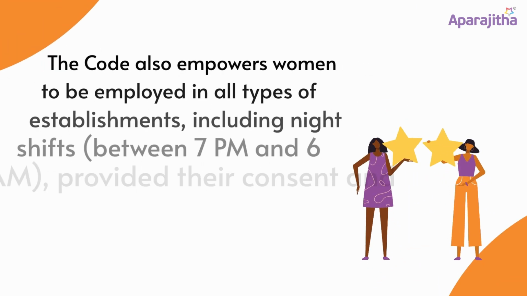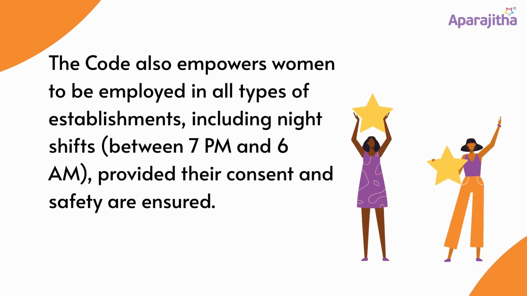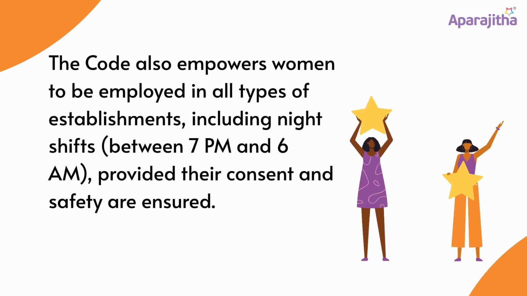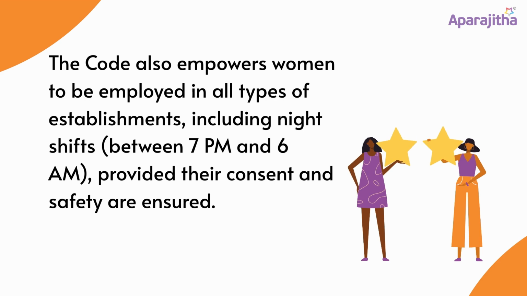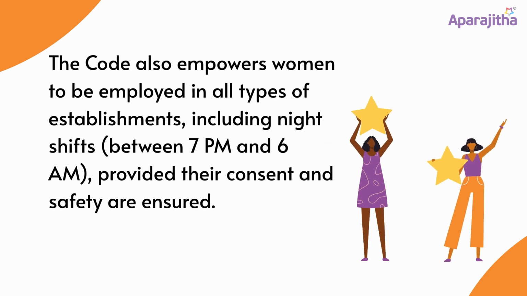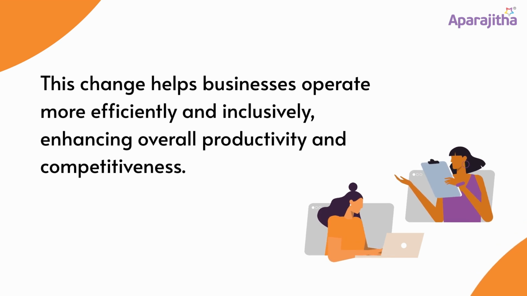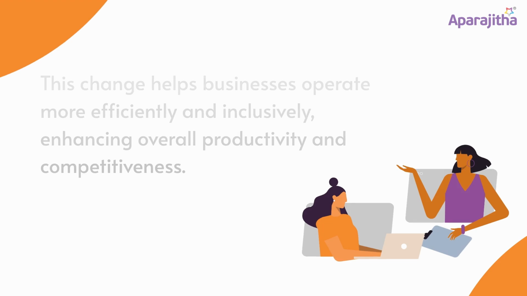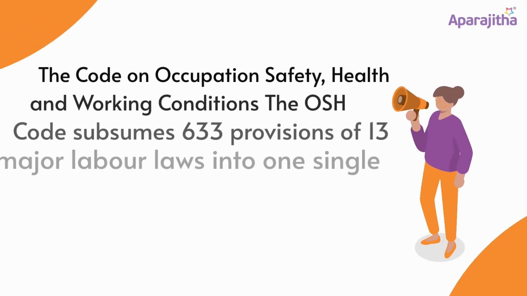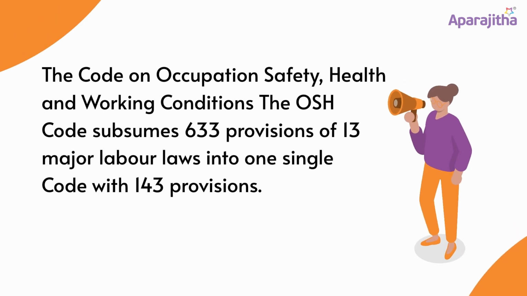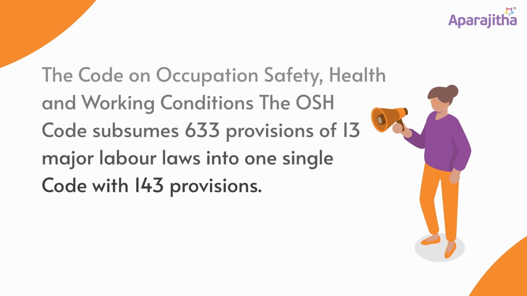The Code also empowers women to be employed in all types of establishments, including night shifts between 7 p.m. and 6 a.m., provided their consent and safety are ensured. This change helps businesses operate more efficiently and inclusively, enhancing overall productivity and competitiveness. The Code on Occupational Safety, Health and Working Conditions. The OSH Code subsumes 633 provisions of 13 major labor laws into one single code with 143 provisions.